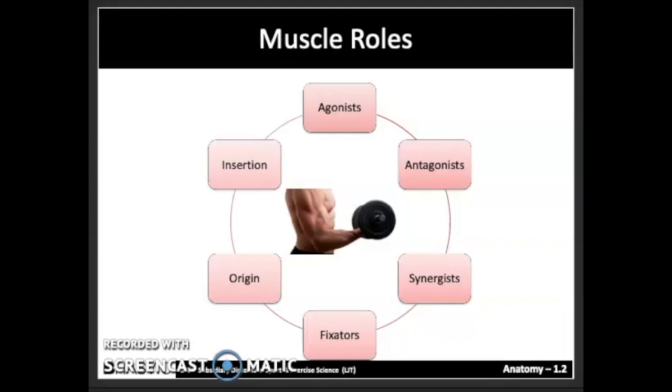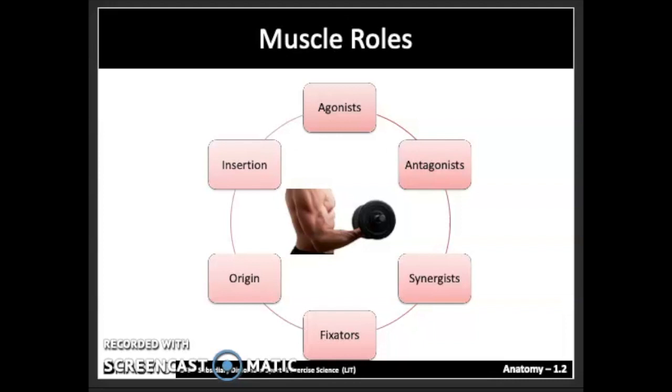Fixators. Another muscle role is the fixator, which controls and stabilizes the origin of the agonist and the joint that it moves about. Synergists can also provide movement in some cases. This is shown in the bicep curl, when the brachioradialis and the brachialis help the biceps brachii to stabilize and create movement at the joint.